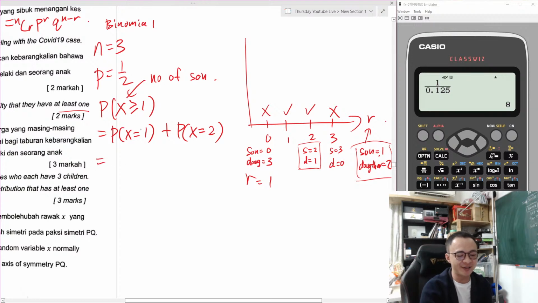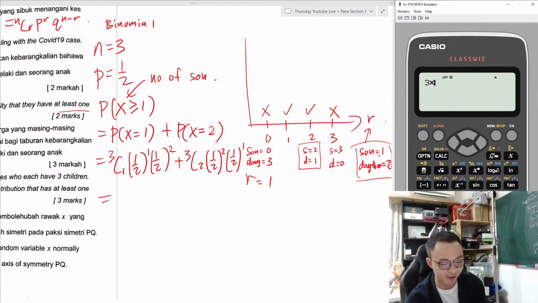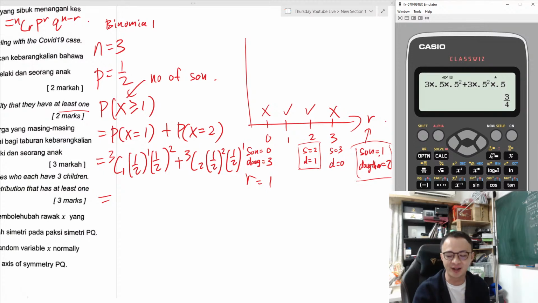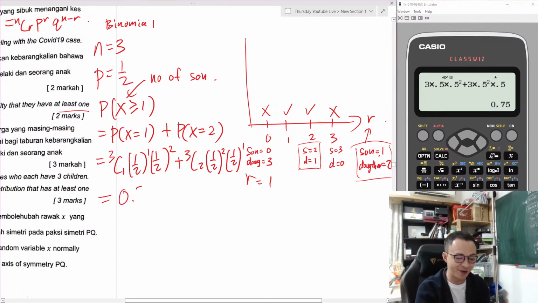Alright, then this one I just apply the formula. 3C1, P1, Q^(n-1) plus 3C2, P2, Q^(n-2), which is 1. Then type everything in the calculator: 0.5 times 0.5 squared plus 3C2, which is still 3, times 0.5 squared times 0.5. Just want to let you know, on the calculator you can just type 0.5, and it should understand, and it can save you a little bit of time. So 0.75 is the total.